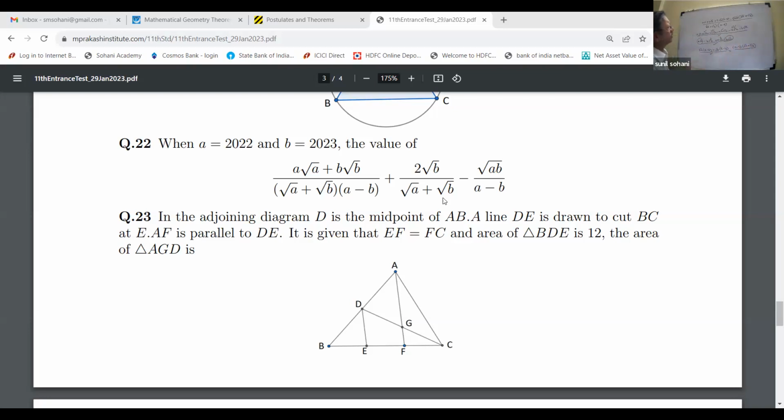And you will notice the denominator was the same. Now I'll copy the denominator: root A plus root B times (A minus B). This is my first line on the board. And you can see they are nicely getting cancelled out. The answer is 1. So you don't have to take any value of A and B, even though they have given it in the question. Not required.